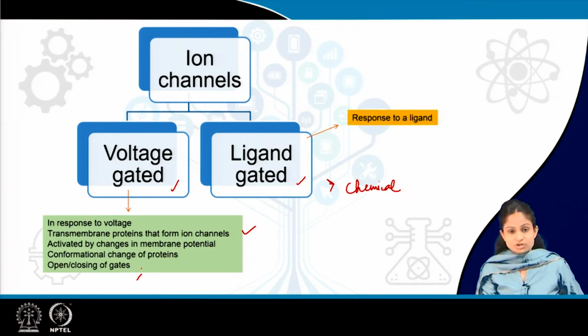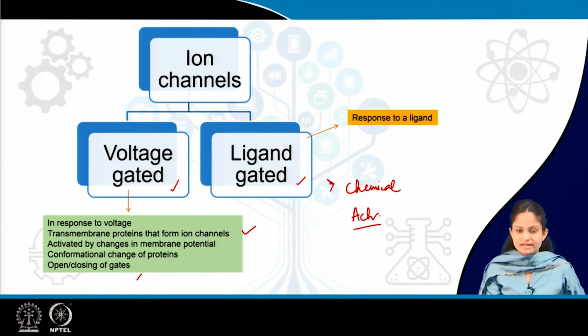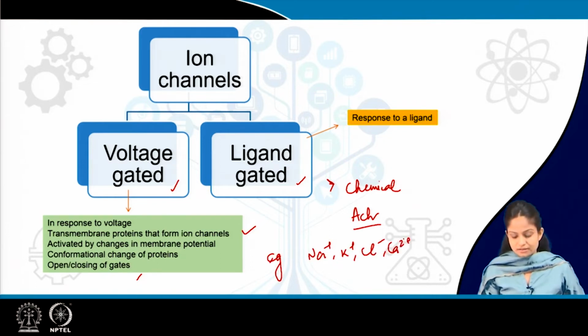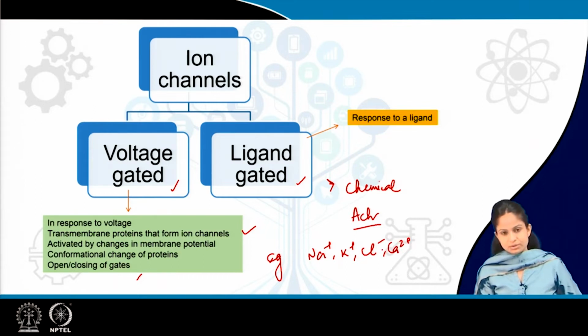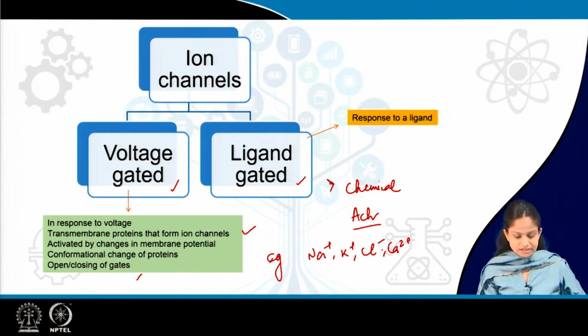For ligand gated channels, the most common example is the acetylcholine nicotinic receptor mechanism. For voltage gated channels, we have various examples like sodium, potassium, chloride, and calcium. These are the most studied voltage gated channels, and today we will study the sodium ion channel.